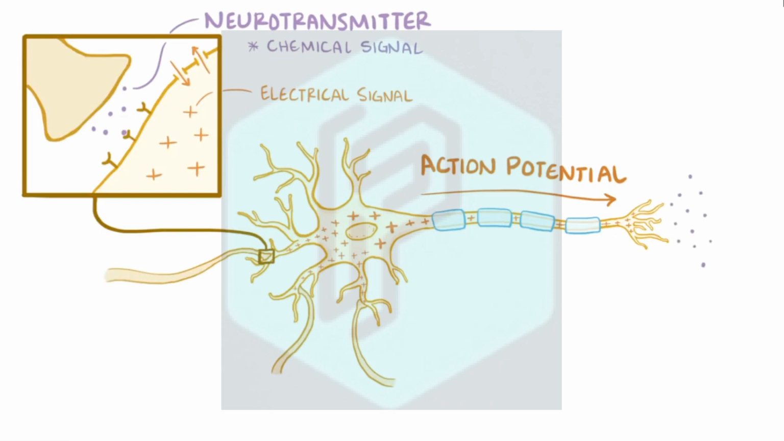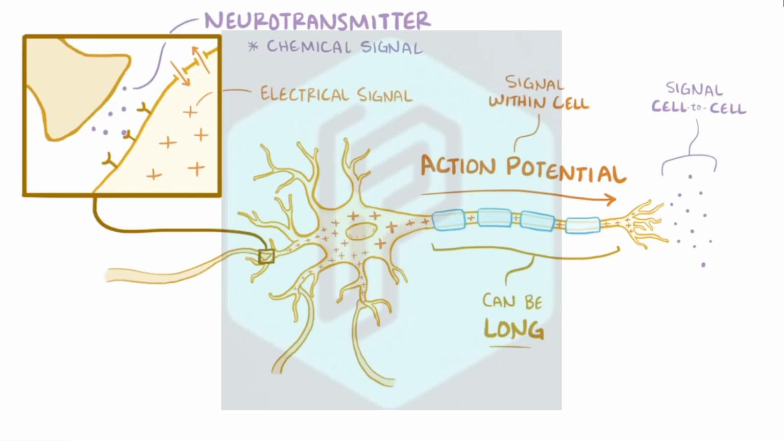relaying the signal. So neurons use neurotransmitters as a signal to communicate with each other, but they use action potentials to propagate that signal within the cell. Some of these neurons can be very long, especially ones that go from the spinal cord to the toes, so the movement of this electrical signal within the cell is super important.